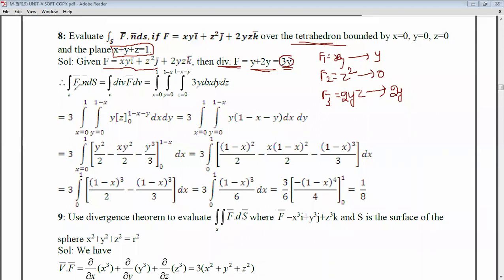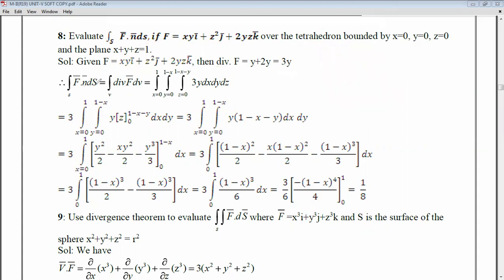Now we need to write by the divergence theorem. So by the divergence theorem, the integral of f bar dot n bar dS is equal to the integral of divergence f bar dV over the volume V. Till now, where we solved problems, it had a sphere, so we simply wrote the volume of the sphere and then calculated. But here it has a plane.